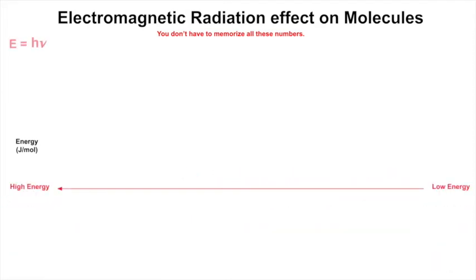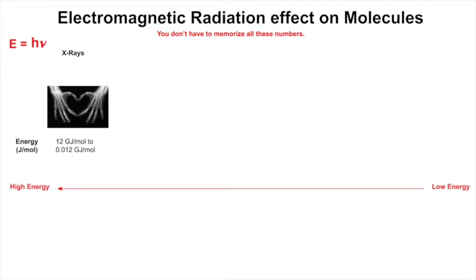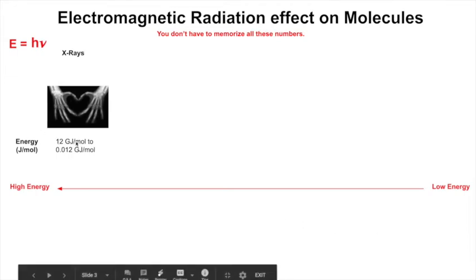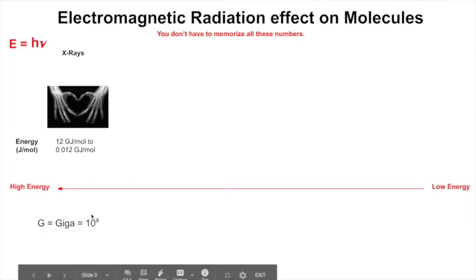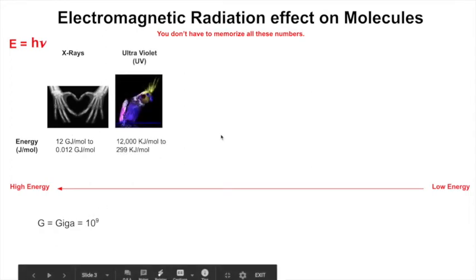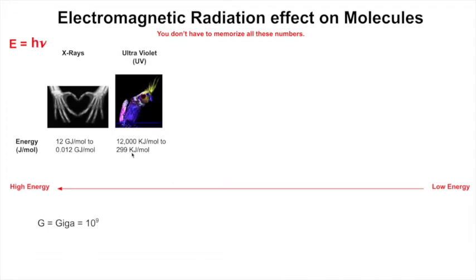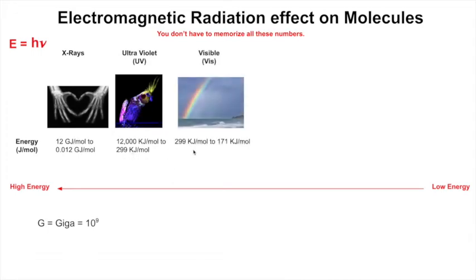Okay, here we go. So X-rays come in at about 12 gigajoules per mole. So instead of just looking at one photon, we're looking at a mole of X-ray photons. So it's 12 gigajoules down to 0.012 gigajoules. Once again, you don't have to memorize this. A giga is 10 to the 9. And then ultraviolet light is 12,000 kilojoules to about 300 kilojoules. Visible light is 299 kilojoules to 171 kilojoules. So the violet and blue light is higher in energy than the reds. The reds are lower energy.